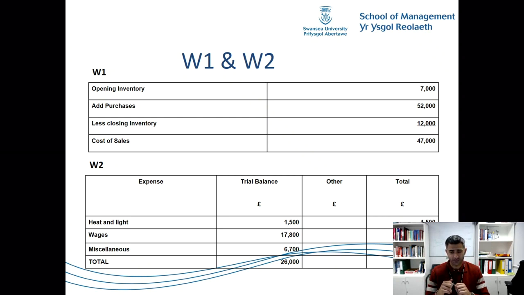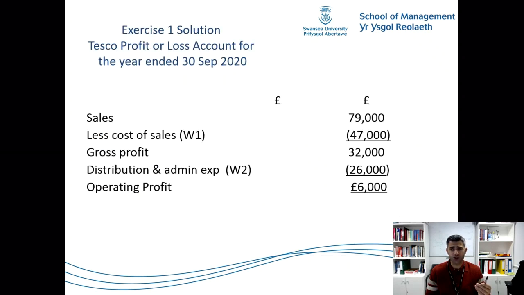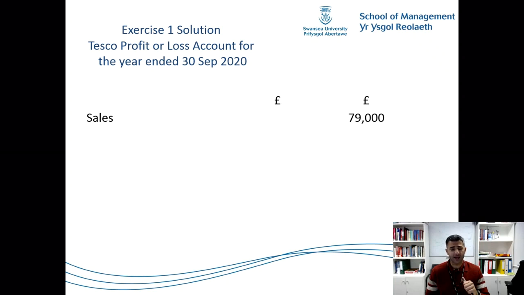So now once you've got the 2 workings ready, just go back and try to prepare the statement right now. You start with the name of the business, because you've got marks on the name of the business and the date. This is exactly what you need to type in order to get this mark. And remember that you start with the sales, and the sales is 79,000. Again, this figure comes from the question. Go back to the question, you will see it.